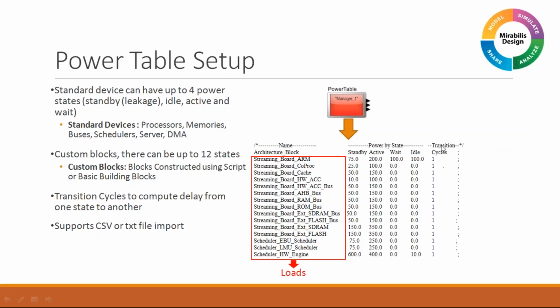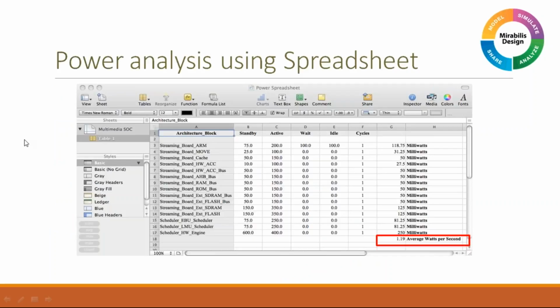The transition cycles that you can see in the last column over here are utilized to compute the delay to go from one state to another state. And this information can be imported directly from a text file or a CSV file if the number of components is too many.